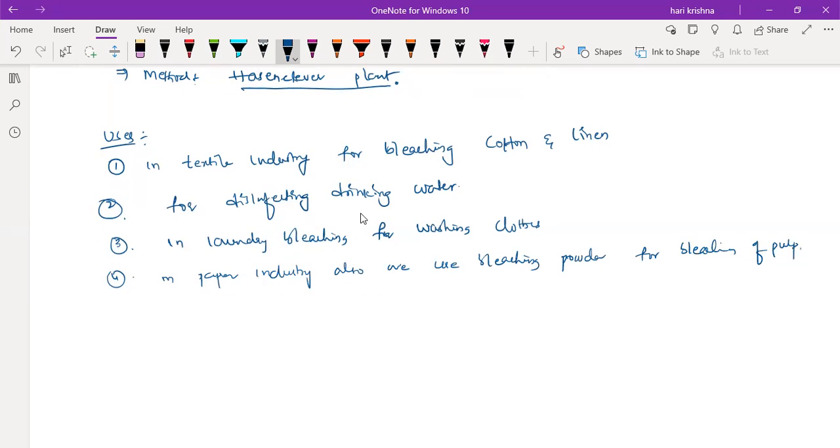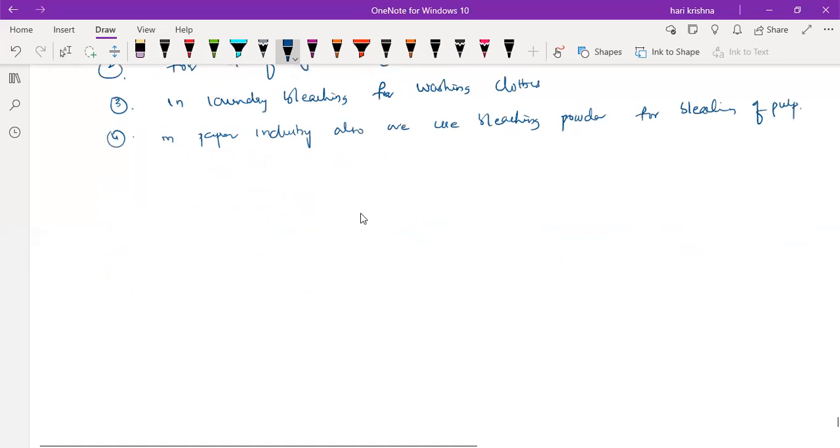The next one is baking soda. Baking soda is the most common word used in the kitchen, right? For the preparation of any snack item. NaHCO3, sodium bicarbonate. NaHCO3 is the baking soda.